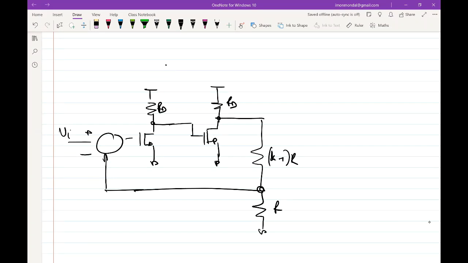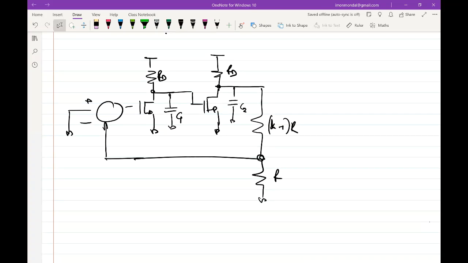In order to figure out the loop gain, I don't need VI. I can as well short this. And then if I find out the loop gain, what should I see? I already know that there is a capacitor here, and a capacitor here. Let me call this C1 and this C2. C1 and C2 can also be identical, but let's distinguish between them. And I try to find out the loop gain.